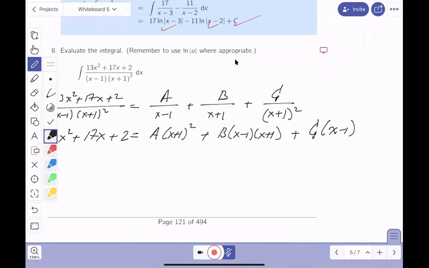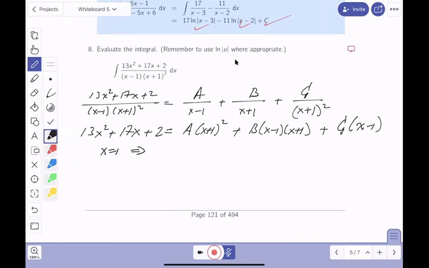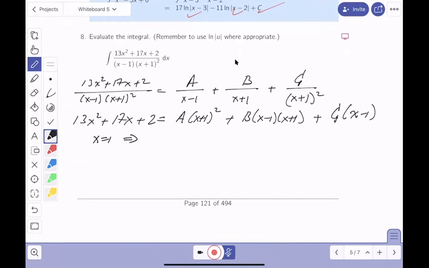So what number are you going to pick? I'm going to pick 1 because I think it's easy for me. And if you want to pick a different number, go right ahead. So I'm going to pick x equals 1. And what does that give me? Well, make sure I'm getting this right. 13 plus 17. I think I can do that. That's 30 and 2, 32. I chose 1, right? So what'd you get? 1 plus 1 is 2. 2 squared is 4. So that's 4a. What's nice about picking 1 now, the following 2 terms disappear. So I now know what a is. What's a? A is 8.